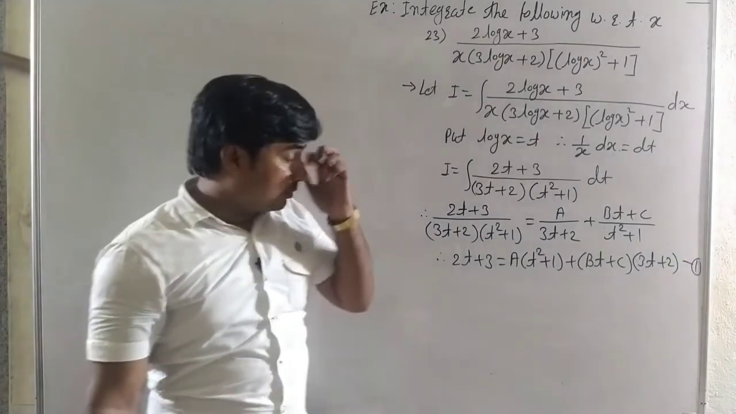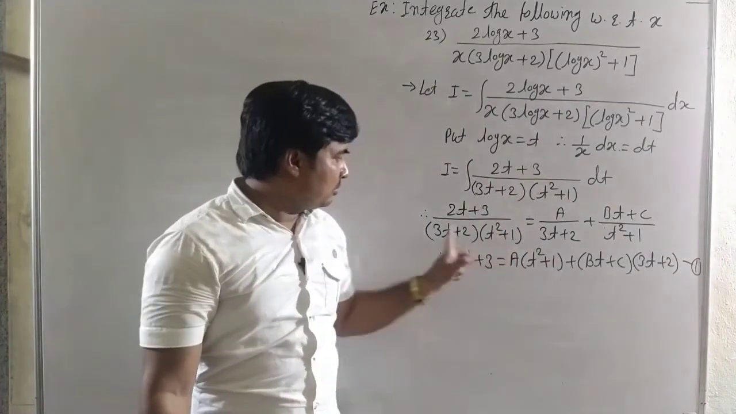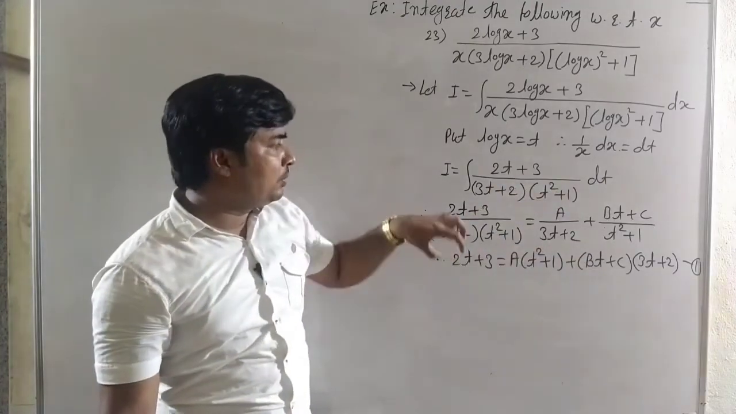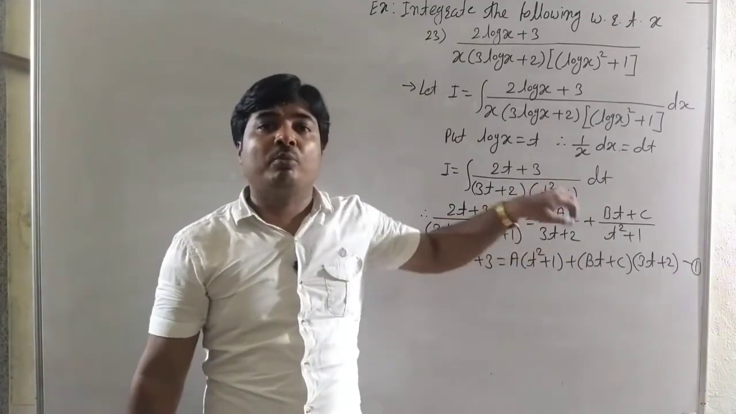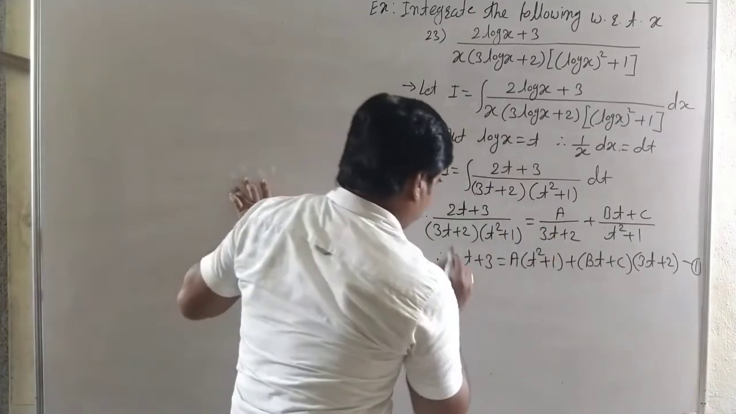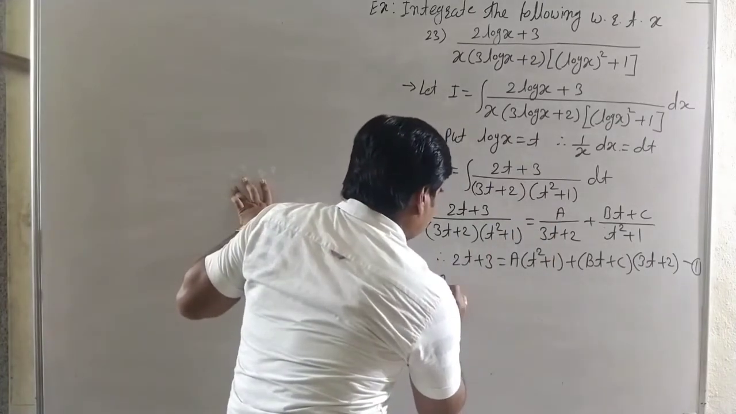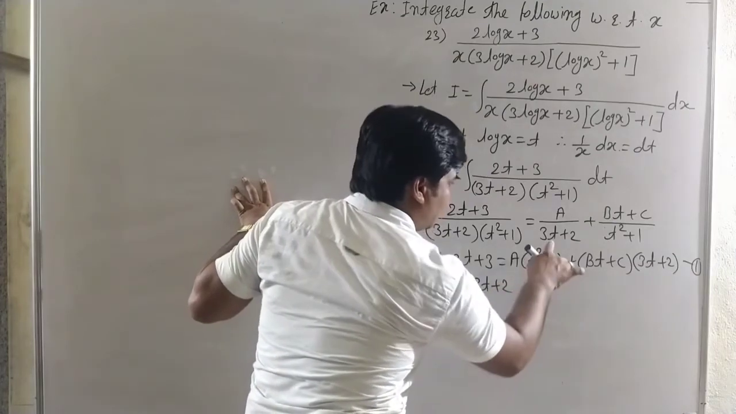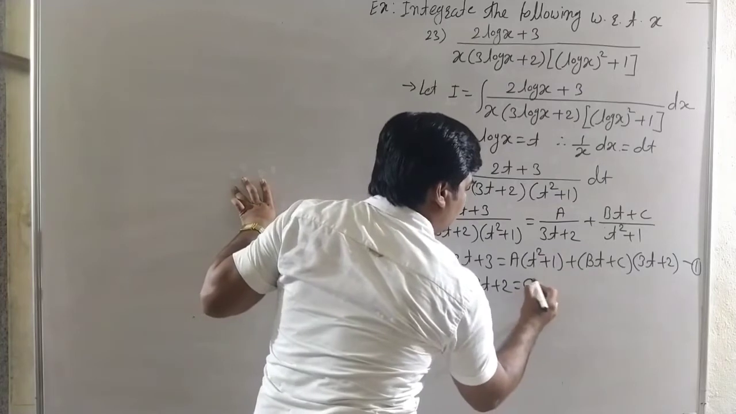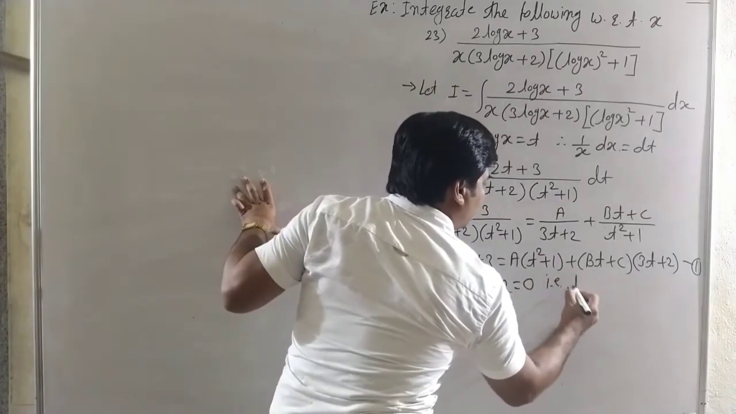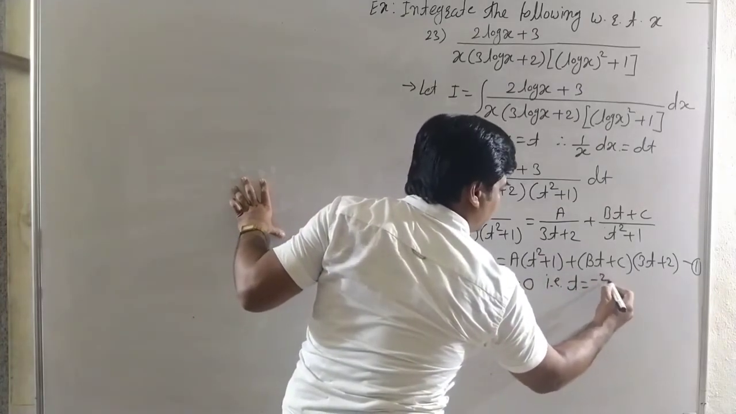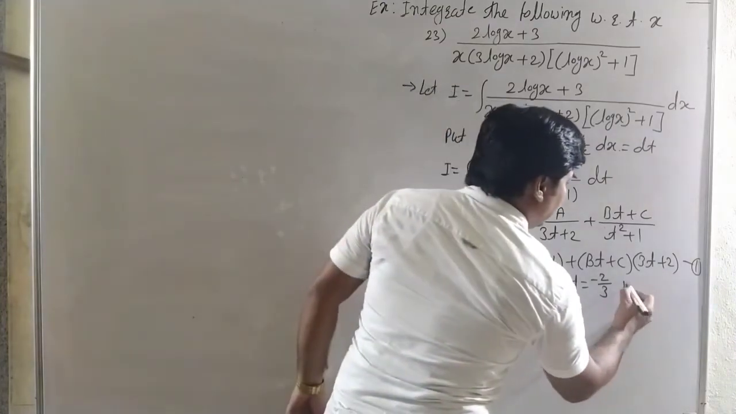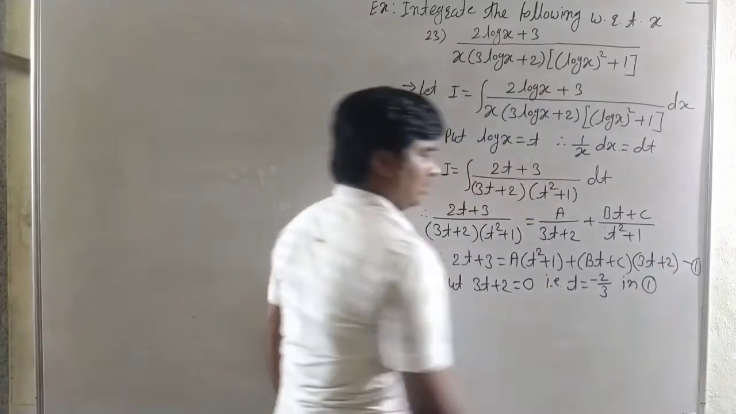Now for finding the values of a, b and c, first we put the linear factor 3t plus 2 equal to 0, that means t is equal to minus 2 by 3. See carefully: put t equal to minus 2 by 3 in equation number 1.